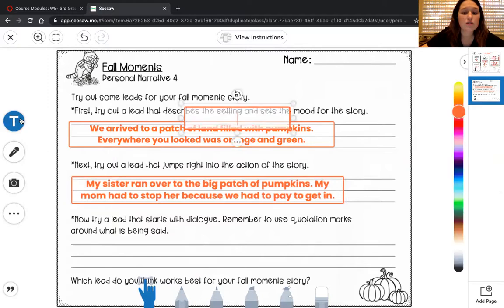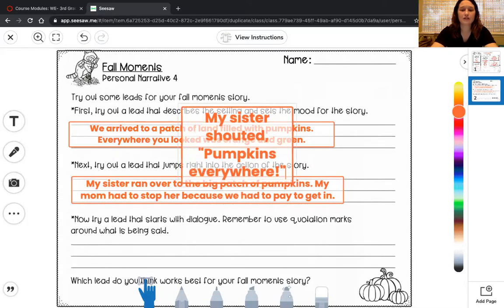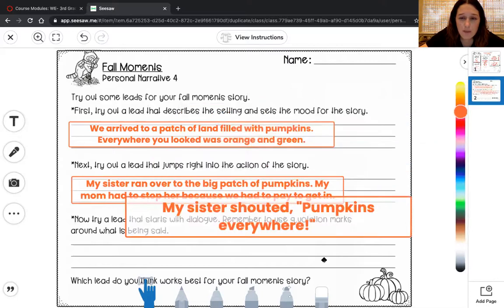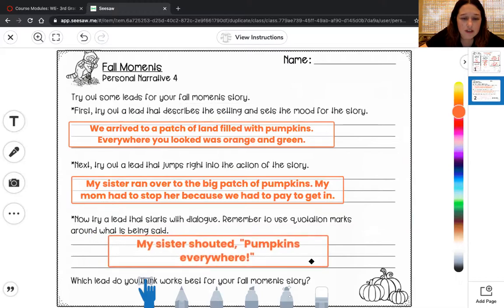So now I'm going to try a lead that starts with dialogue. Remember to use quotation marks. Quotation marks, super important. My sister shouted, comma, quotation. Remember, quotation's a shift and then the quotation button by the enter button. Pumpkins everywhere. Super easy lead, right? I'm going to just do a short, easy lead for my dialogue. My sister shouted, "Pumpkins everywhere!" because that kind of tells you where we are. There's pumpkins all over the place. It's giving you an idea of where we are.